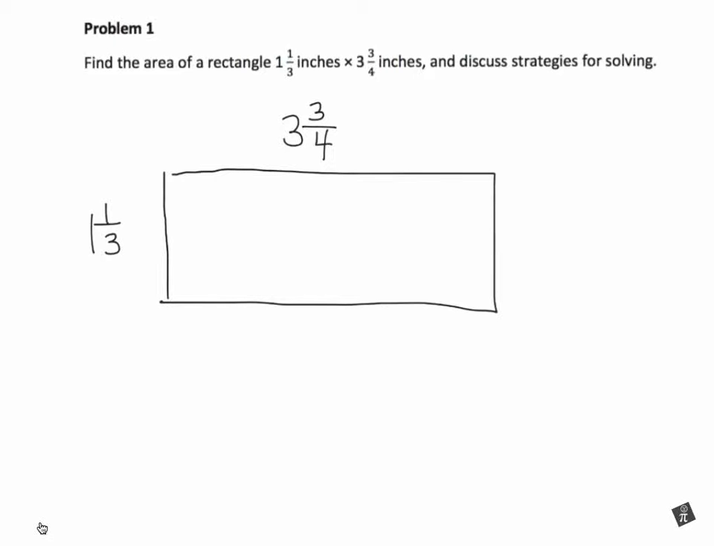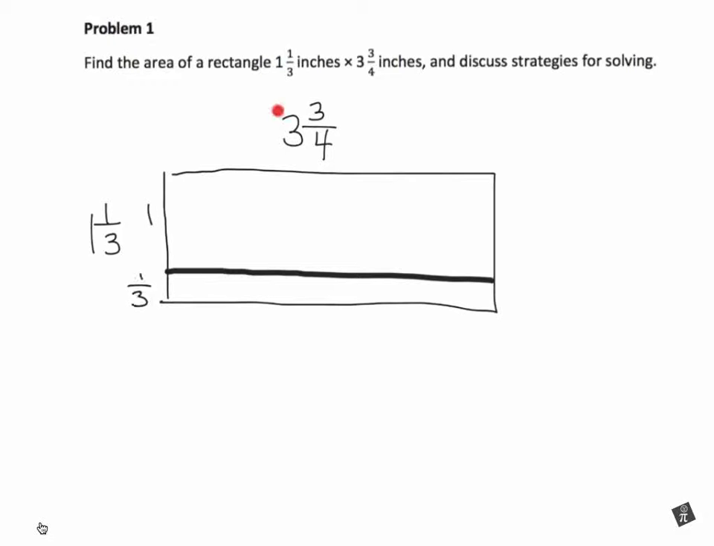So what I'm going to do first is draw in 1 1/3 and 3 3/4. I'm going to draw in what that looks like. Okay, so there's our 1, and there is our third. And I did not draw it to scale. It's okay. We don't have to be perfect here.